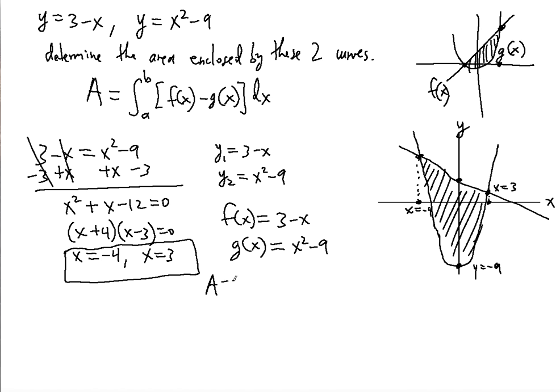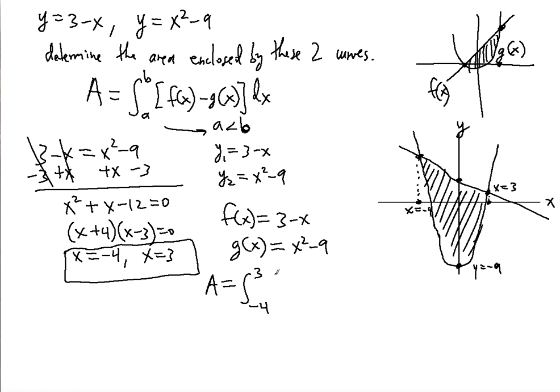So the area is going to be, and the limits are a and b. A should be less than b, so I should say a less than b, right? Because these are the rules of having limits in the integration. So a is less than b. So -4 is a, and 3 is b.